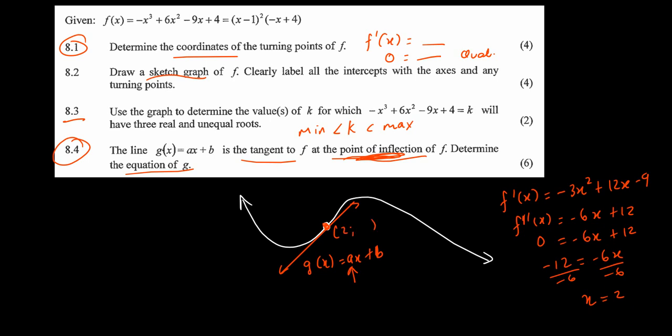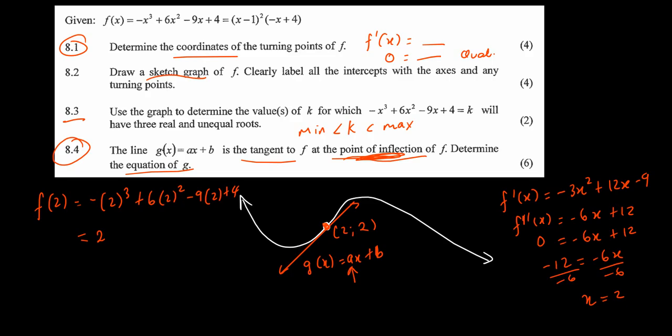Now I need y. You see why it's important to always sketch? To get y, I substitute into the original equation. I say f of 2 is equal to minus 2 cubed plus 6 into 2 squared minus 9 into 2 plus 4. So now you can get the answer. Minus 2 cubed plus 6 into 2 squared minus 9 into 2 plus 4. So you get the answer is 2. So this means the y value there is 2.